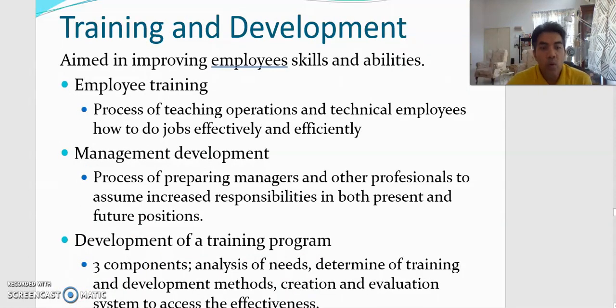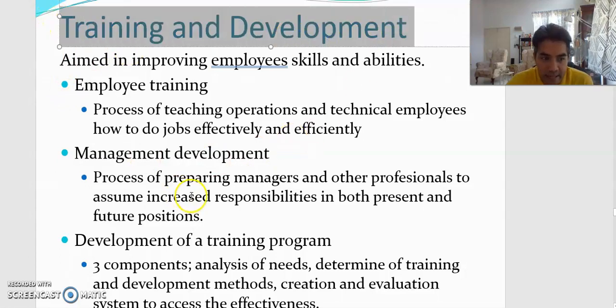And then now we go into the development part of the human resource components. One of the elements we talk about is training and development. This is quite important in improving employee skills and abilities. Employee training is the process of teaching operations and technical employees how to do jobs effectively and efficiently.